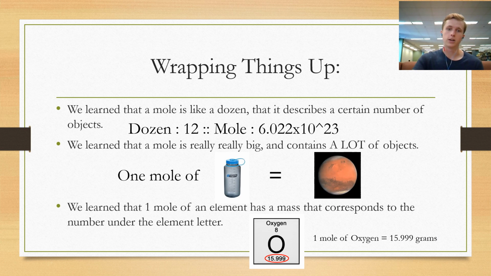Now let's wrap things up. Today we learned that a dozen is like a mole. A dozen has 12 things and a mole has 6 sextillion things. We know that a mole is really, really big. If we were having a mole of a liter, we would have the same mass as Mars. And we learned that we can find the grams per mole ratio under the letter on the periodic table.